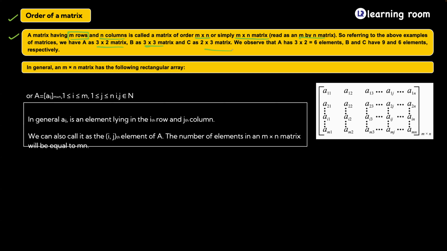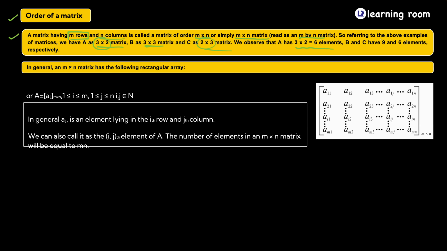It is a 2 cross 3 matrix, right? So if you observe the matrices which are 3 cross 2 and 2 cross 3, how many elements are present? There will be 6 elements. Basically, it will be the product of these two. So 3 into 2 is going to give you 6 elements. Similarly, if you observe B, the matrix B has how many elements? It will have 9 elements because it is 3 into 3, right?